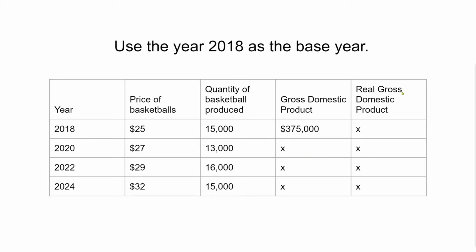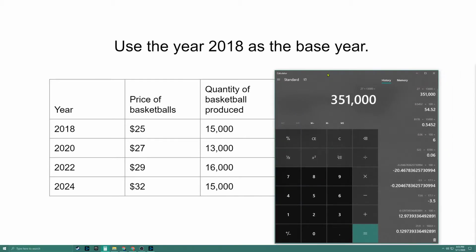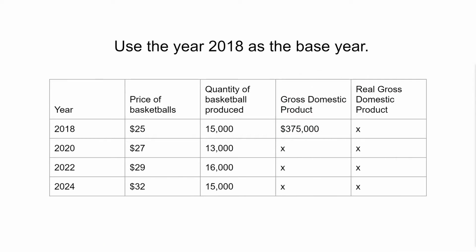So how do you figure out the real gross domestic product? The variable in this is the quantity. The fixed factor is the price. Since 2018 is my base year, I'm going to take $25 and multiply that by my quantity, which is 13,000, and I get 325,000. So this was 375,000, and this is 325,000. This means that my real gross domestic product has declined by $50,000. So it's pretty significant.